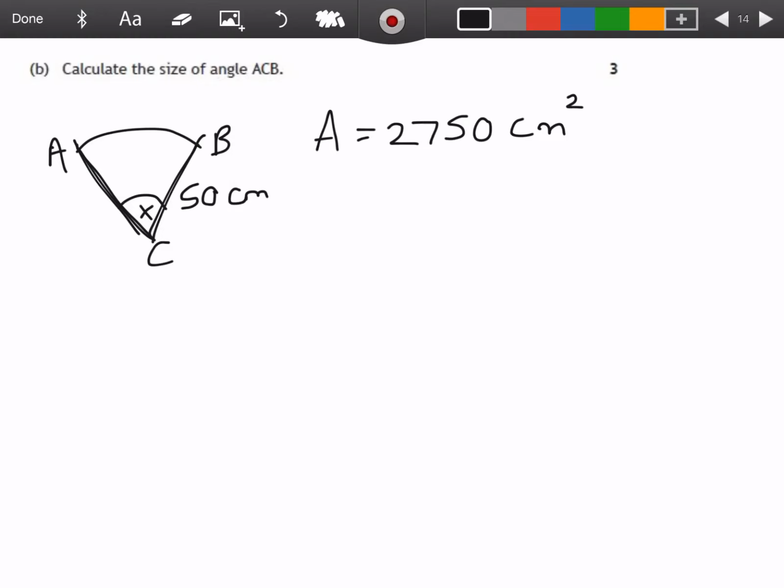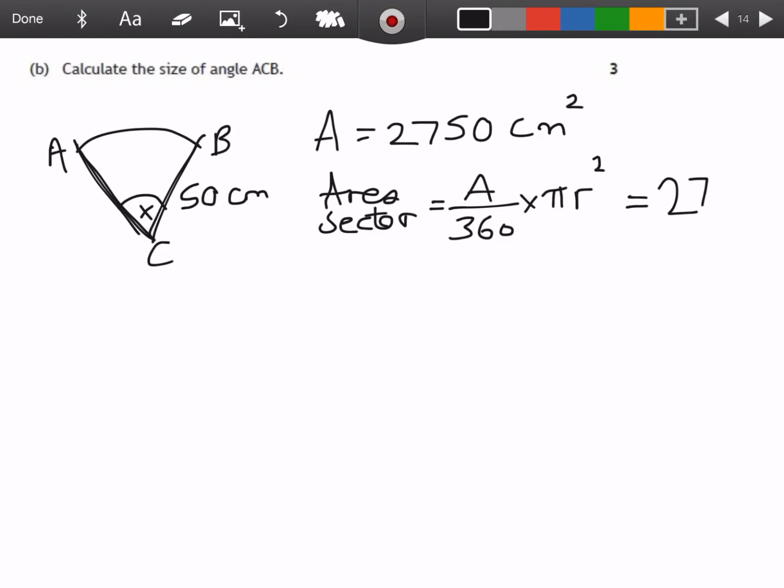Okay, we know the area of the sector. This is a sector area question. Okay, we know the area of the sector. I'm going to move this up a wee bit, give myself a wee bit more space. Right, the area of a sector formula is the angle over 360 times the area of a circle, pi r squared. Okay, and we know the answer to this area formula. It's 2750, because the formula works out the area of the sector.